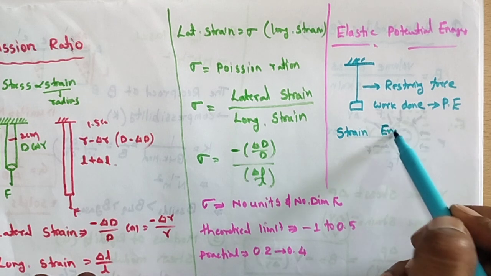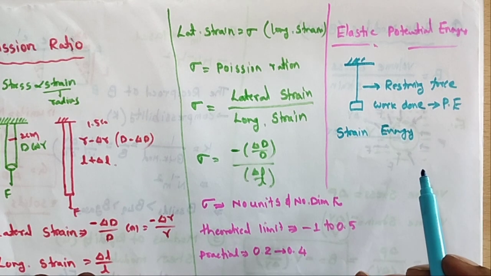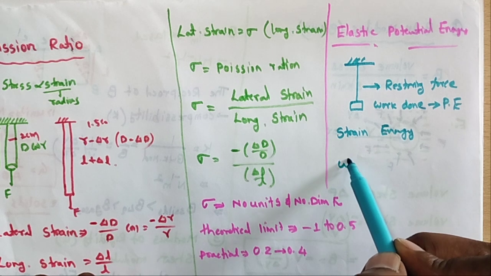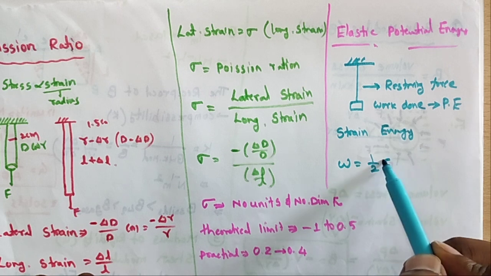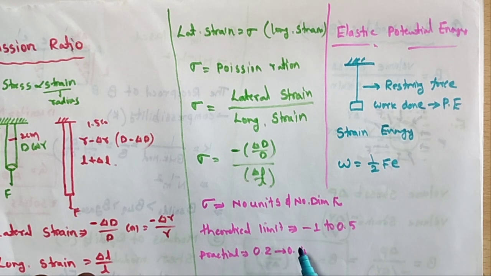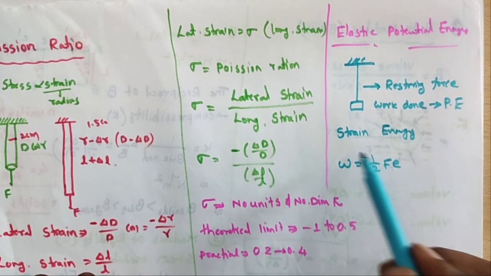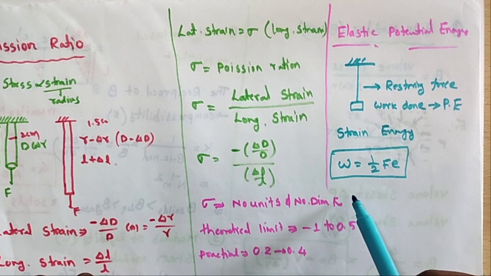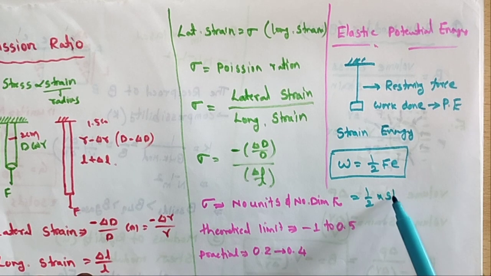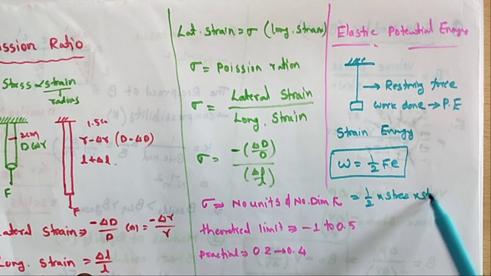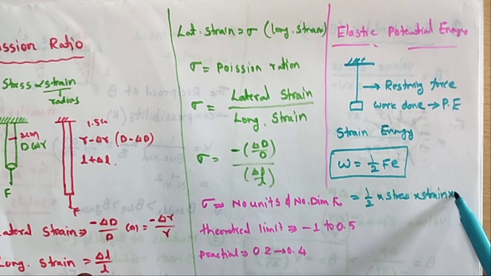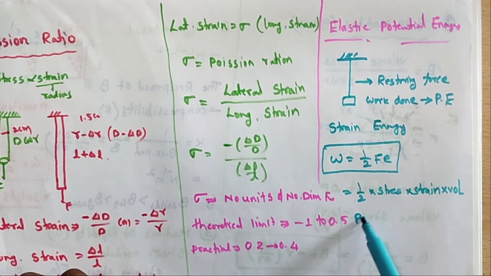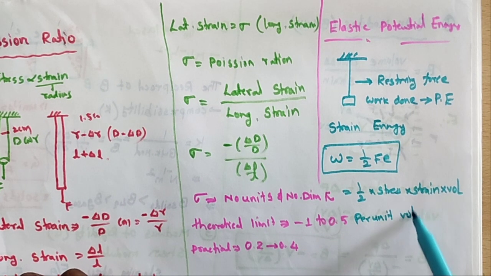Strain energy. Here I am taking the direct formula for strain energy, that is elastic potential energy: W is equal to 1 by 2 Fe, where F is the force and e is the elongation. Another one is 1 by 2 stress into strain, per unit volume. Let us take volume also: 1 by 2 stress into strain into volume.